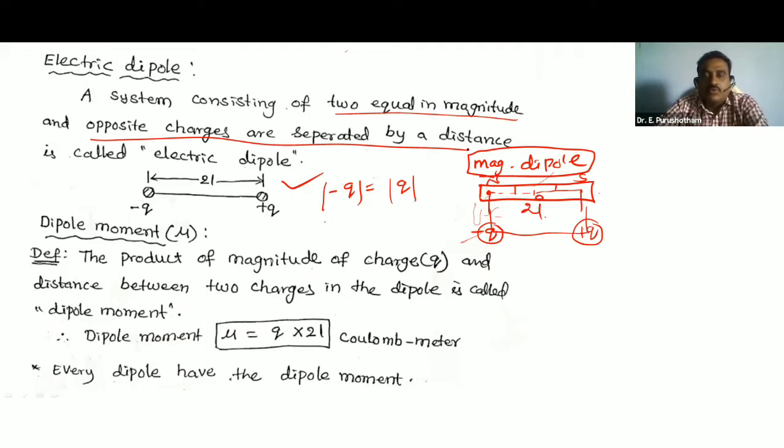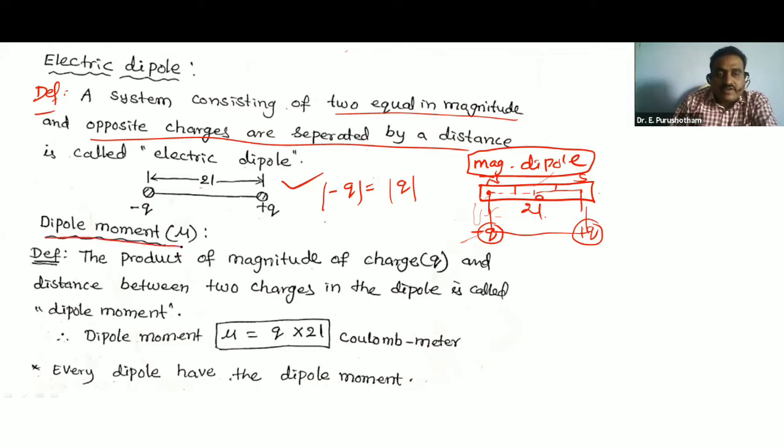Electric dipole. What is the definition? A system consisting of two equal in magnitude and opposite charges separated by a small distance is called an electric dipole. This is minus q, this is plus q, and the distance between these two is 2L.